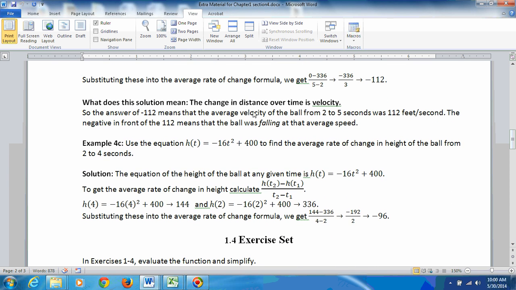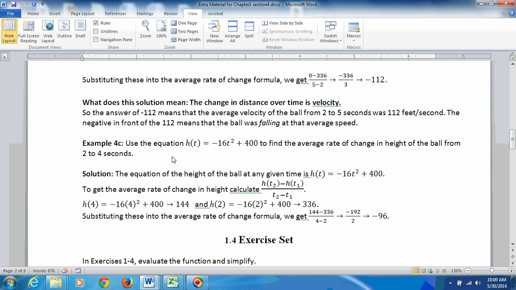And what does the solution mean? Well, the change in distance over time is velocity, how fast it's going. So the answer of negative 112 up here means that the average velocity of the ball from 2 to 5 seconds was 112 feet per second. The negative in front of that just means that the ball was falling. It was going down. That's what the negative means. So that's the average speed of that ball, about 112 feet per second right there.